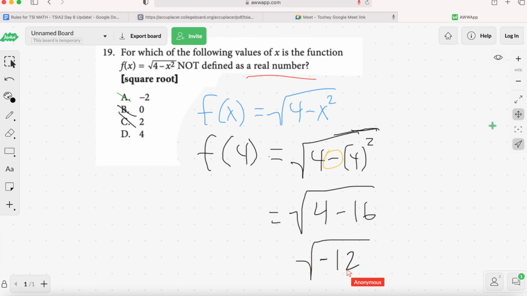Uh-oh. What's the square root of negative 12, Francisco? It's like a bunch of decimals. I mean, I don't know. Did you plug in your calculator? I don't know what you would get. You might get an error. I got an error. Because there ain't no such number. There's no number times itself that gives you negative 12. Not a real number. So the answer is D.